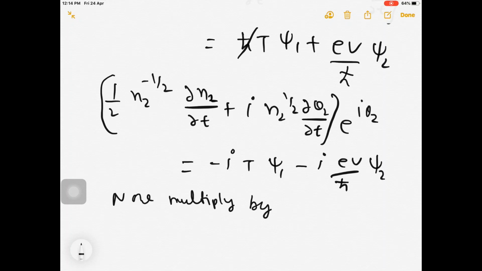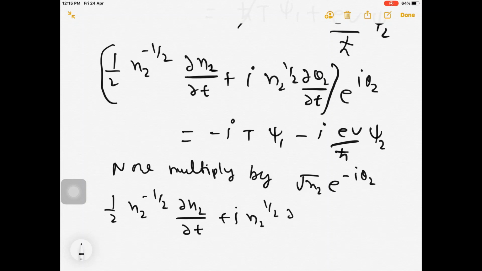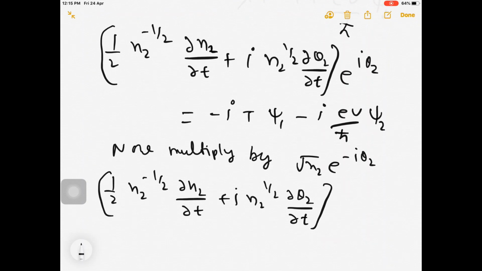Now multiply by √n2 e^(−iθ2), and we will get 1/2 n2 − 1/2 ∂n2/∂t. I think it seems too boring. This is nothing but pure mathematics. Okay, and still if you have any problem, then you have to work on your brain.